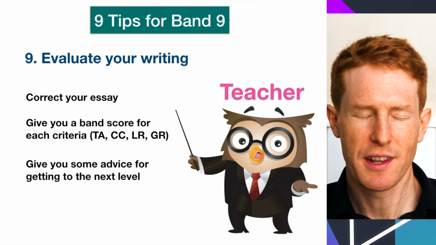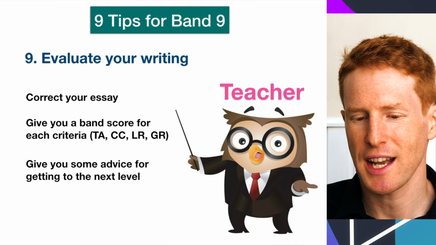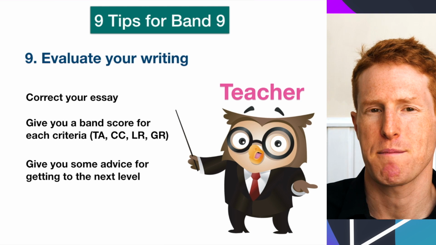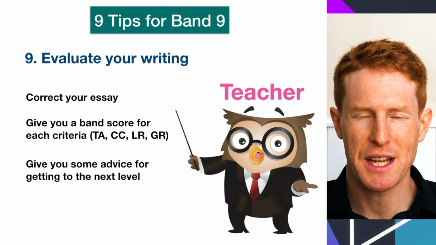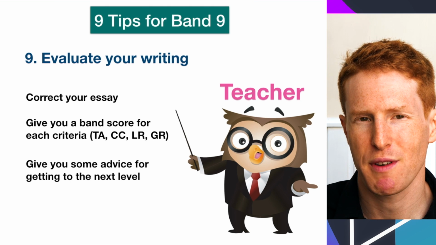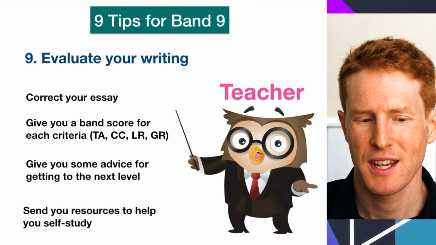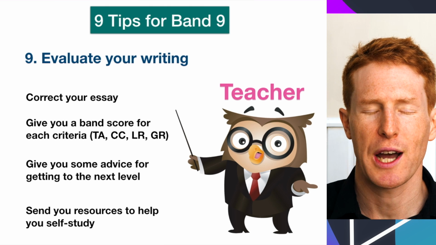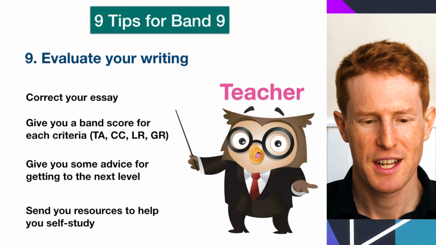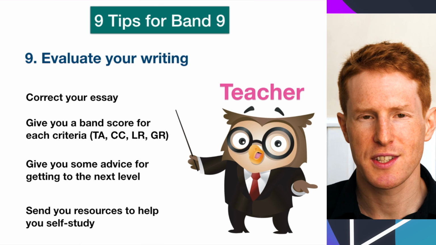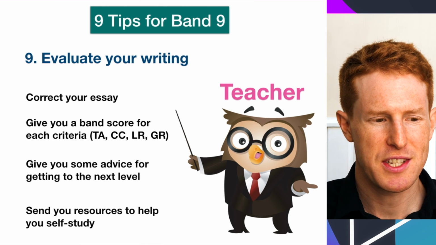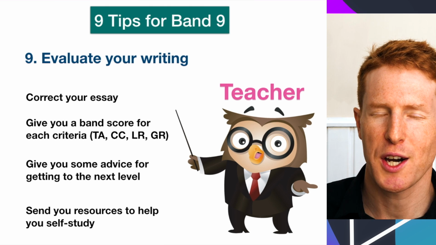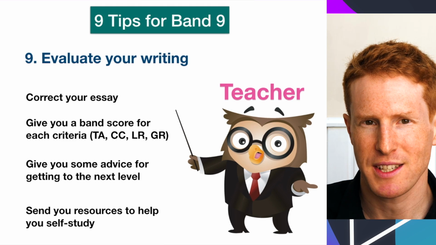It's also important that they give you some advice for getting to the next level. So if you're constantly getting band 6, then what do you need to do to be getting band 6.5? Hopefully they'll be giving you some concrete advice for how to get to the next stage. And then also, I think it's a good idea if they can send you resources to help you self-study. So if they know that you're struggling with articles, then ask them to maybe send you some worksheets or to send you some online YouTube videos to help you understand articles better.